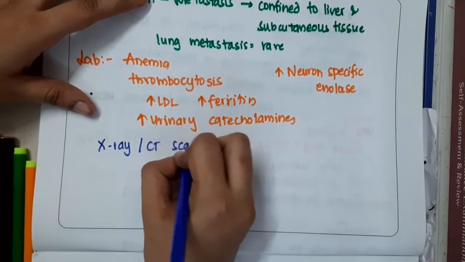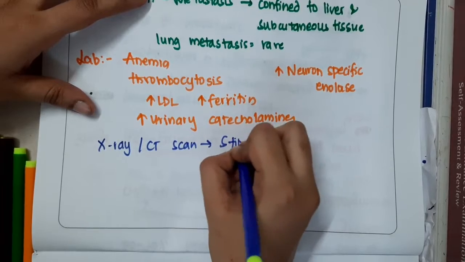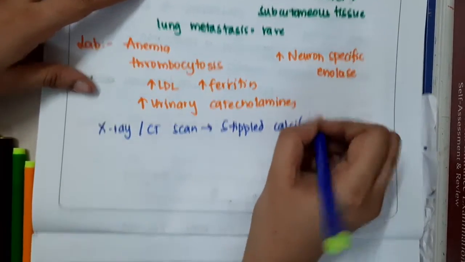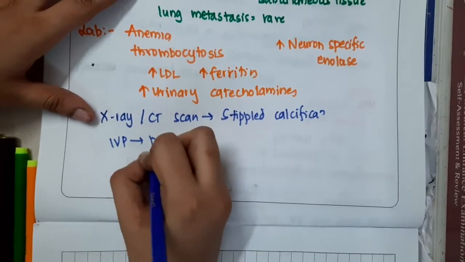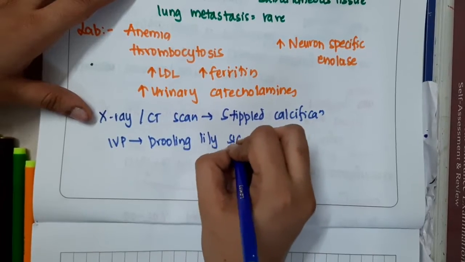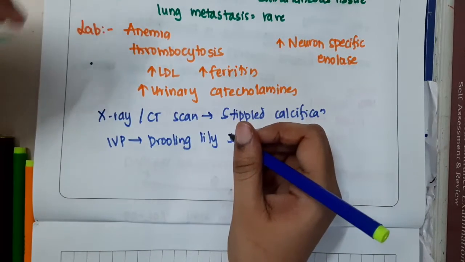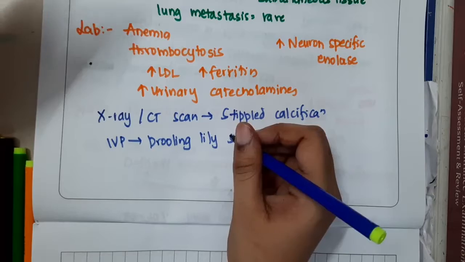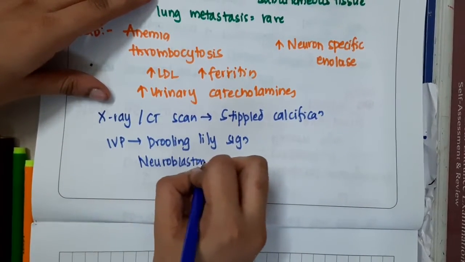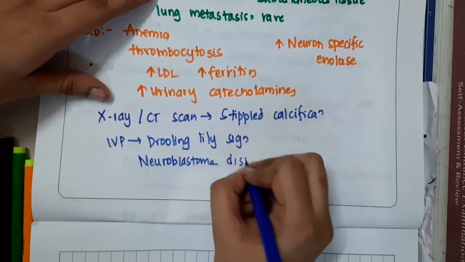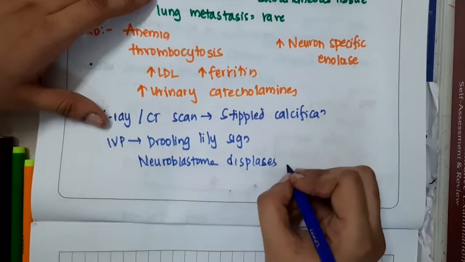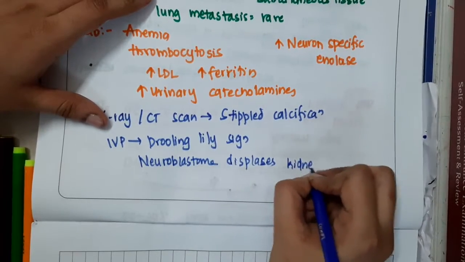Now on X-ray or CT scan you will see stippled calcifications. On IVP you will see the drooping lily sign. The neuroblastoma displaces the kidney ipsilaterally.